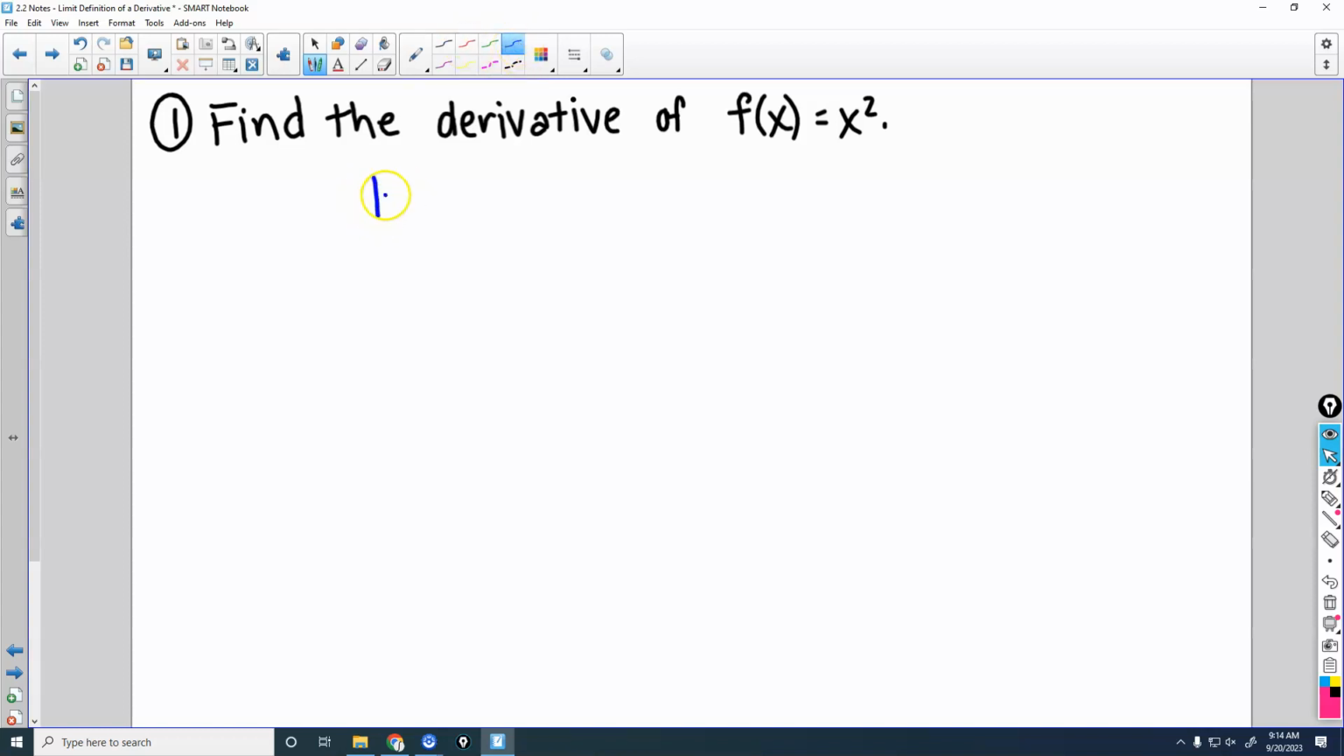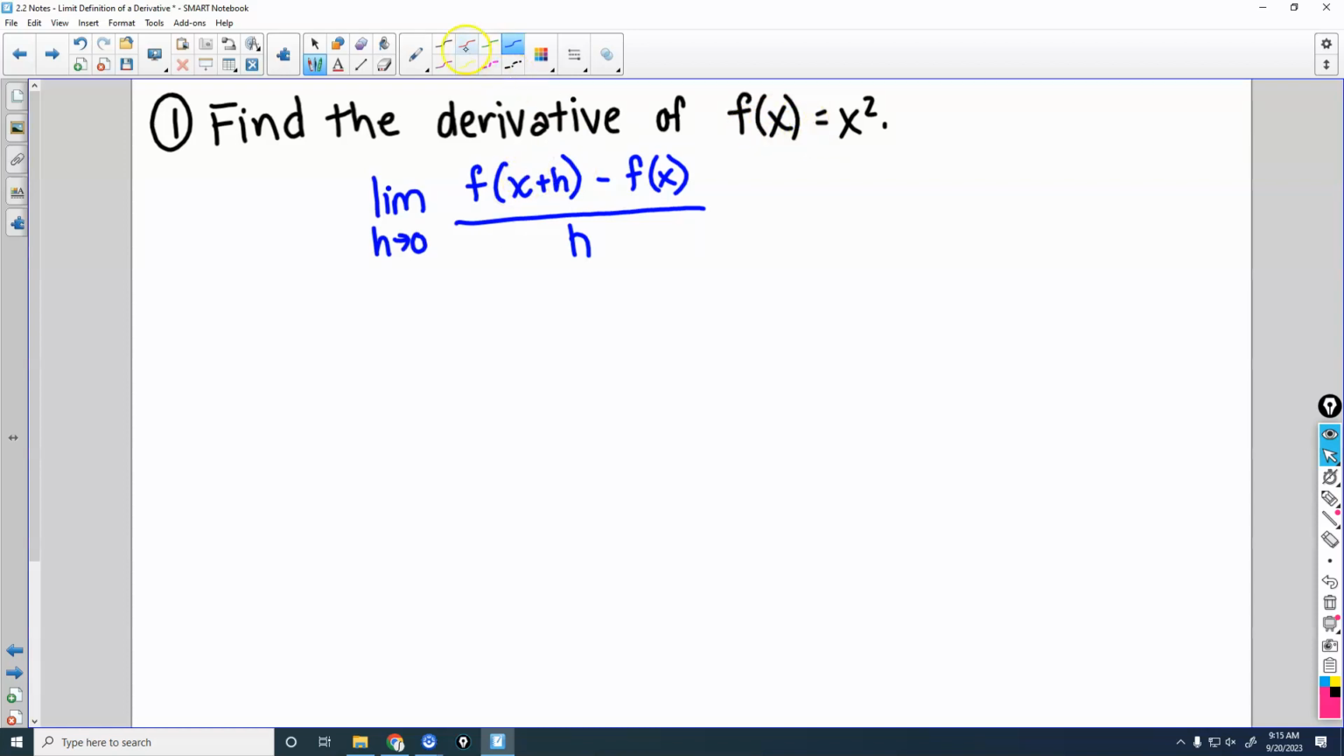So the limit definition of a derivative for any point is limit as h approaches 0 of f of x plus h minus f of x all over h. So to plug into this equation, it's very similar to what we were doing last night. The difference is we're going to have a whole lot more x's and not as many numbers on these.